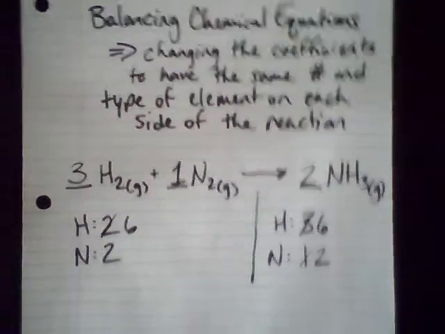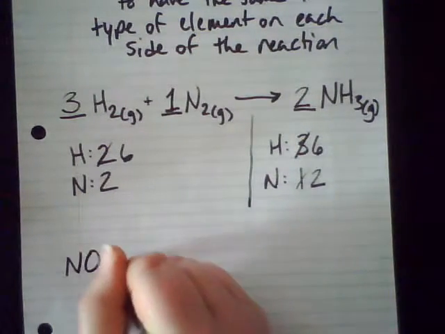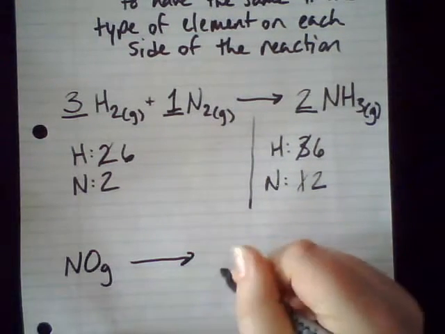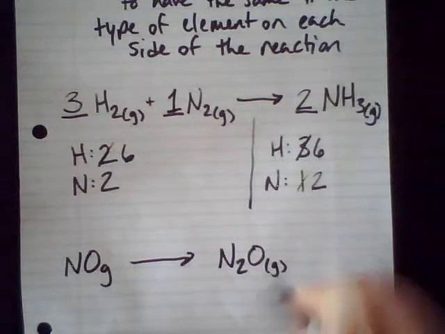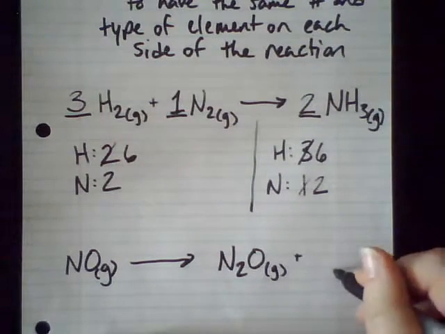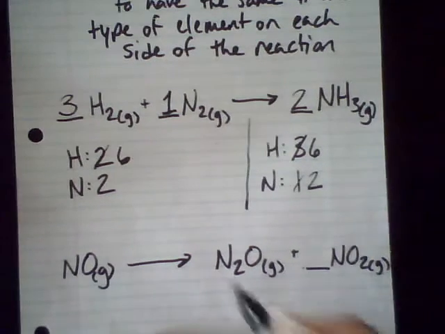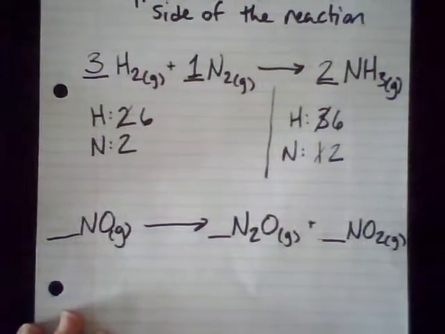Okay, let's look at another example. If we take nitrogen monoxide gas, under the right conditions it can decompose to form dinitrogen monoxide, this is another gas, and nitrogen dioxide. And if we put our lines in front to show that we're going to be balancing this out, then I need to see what I have already on both sides.